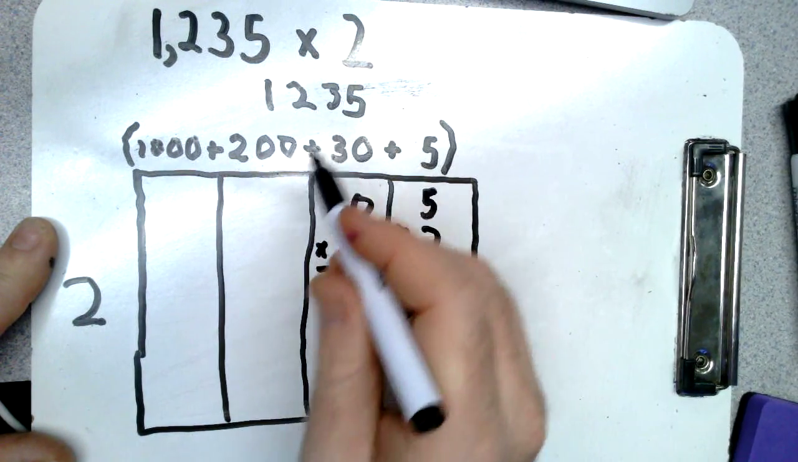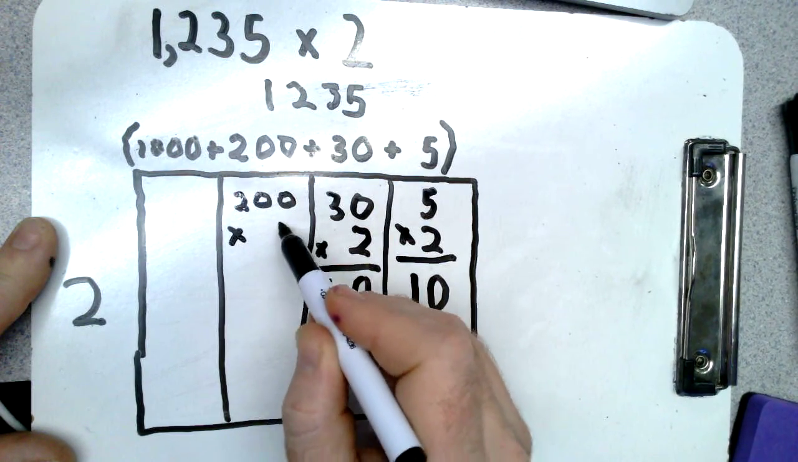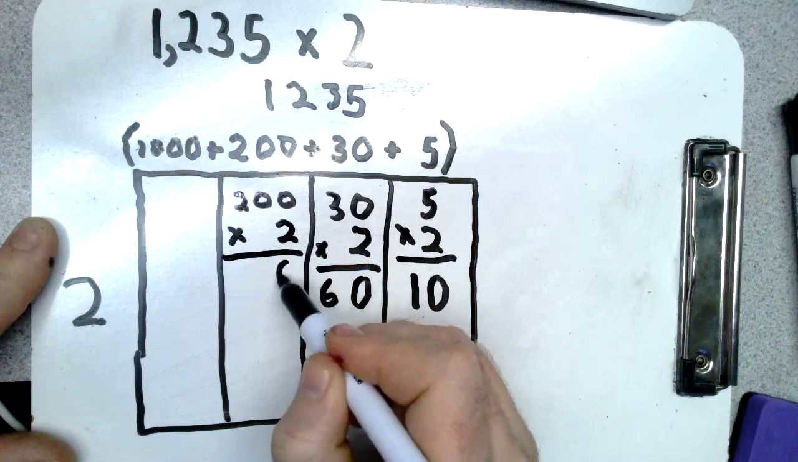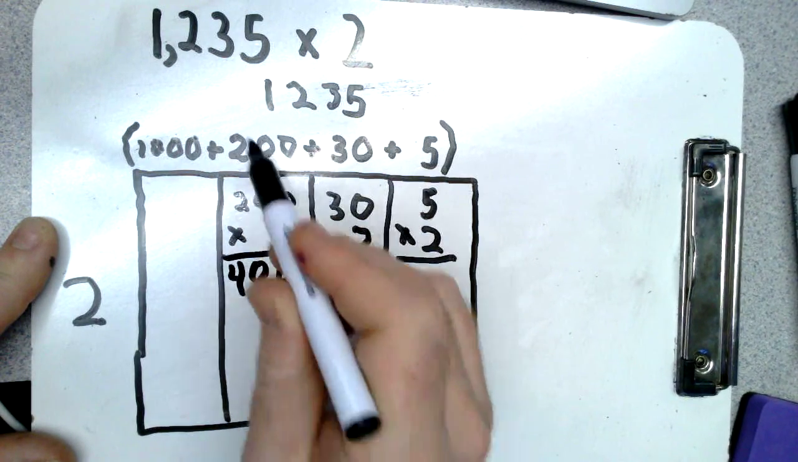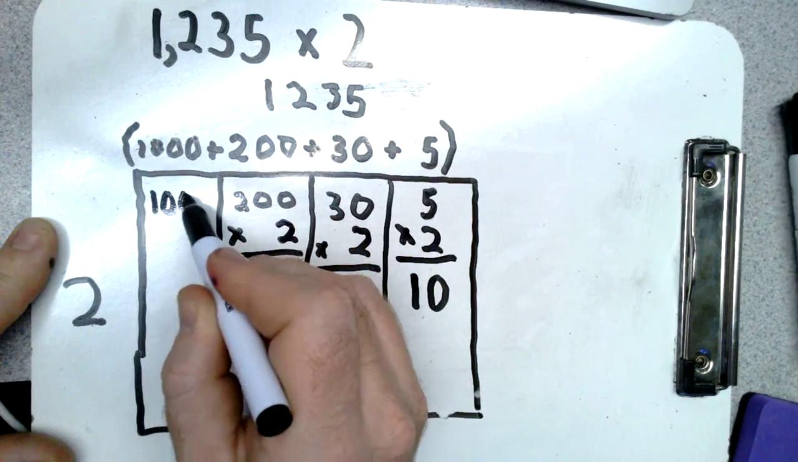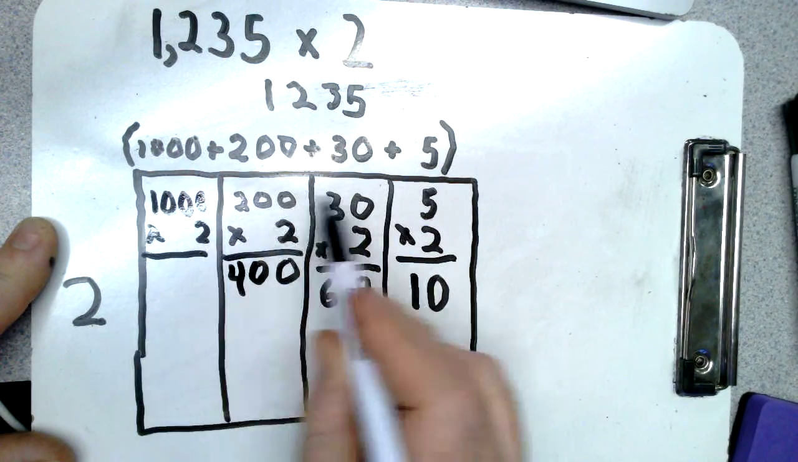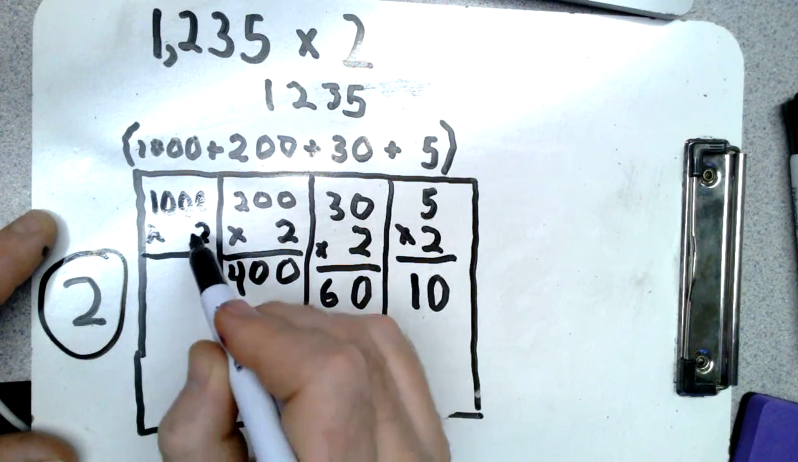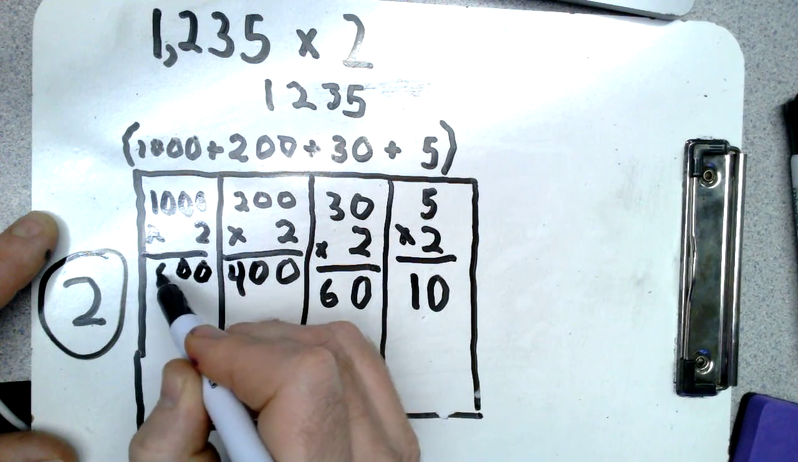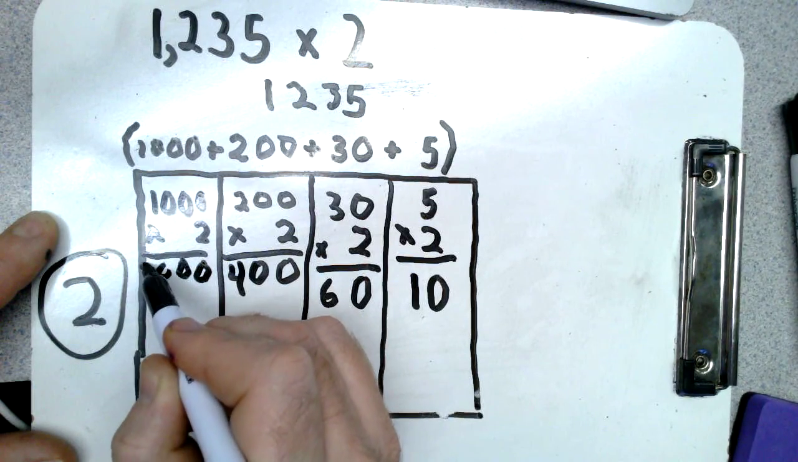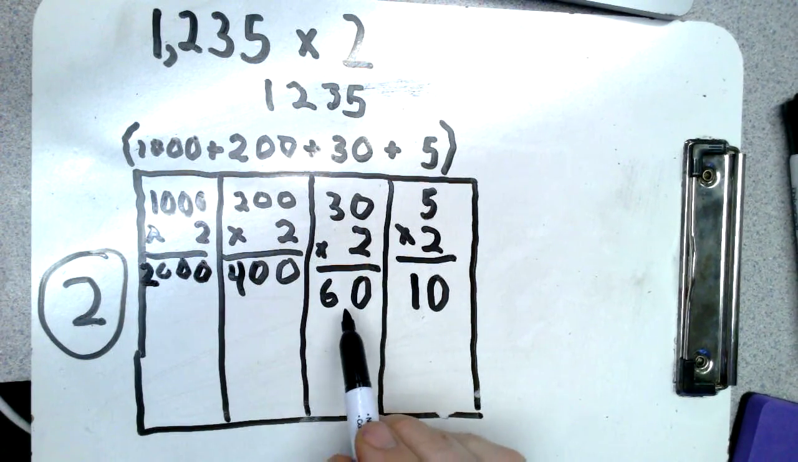All right, for the next, we're going to take 200 and we're going to multiply that by 2. 2 times 0, 0. 2 times 0, 0. 2 times 2 is 4. You got it. Then we have our thousands place. And what are we going to multiply that by? 2. All these numbers are being multiplied by my width, 2. 2 times 0, 0. 2 times 0, 0. 2 times 0, 0. 2 times 1, 2. So we have over here 2,000, we have 400, we have 60, and we have 10.